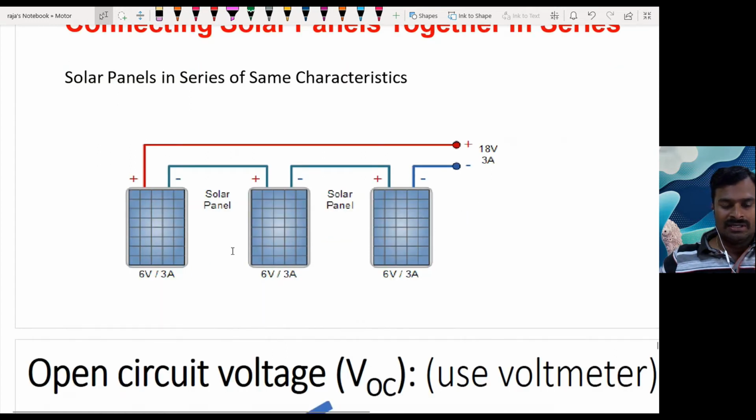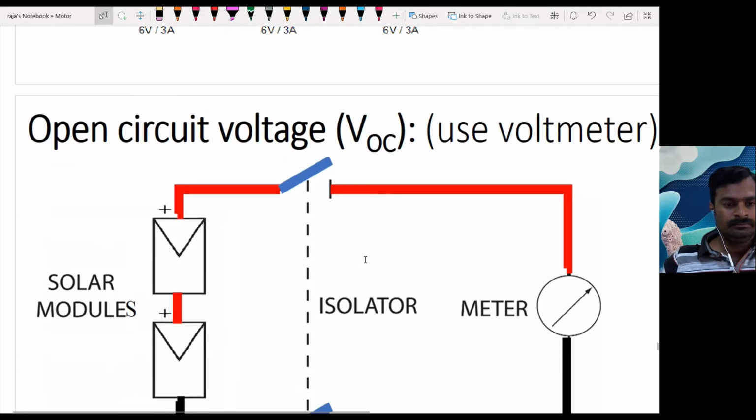So here you can see a graphical representation is given. 6 volt panels, so three panels are connected in series and each can generate up to 3 amperes. So when it is connected in series, the net output voltage is 18 volt, which is a summation of all three panels, and the current is going to be the 3 ampere, which is common for all three panels.